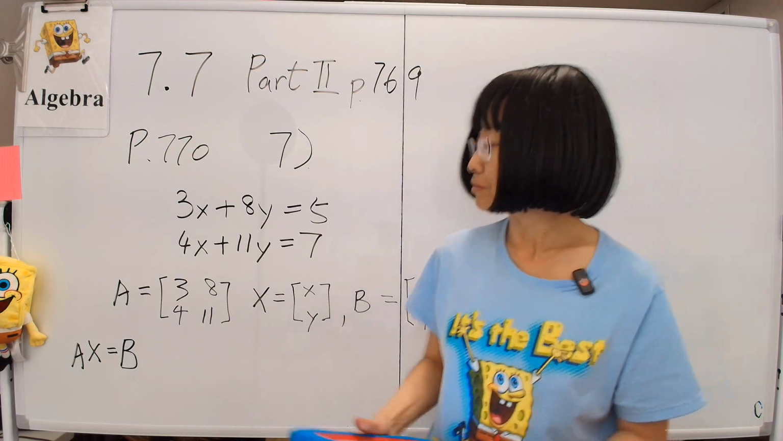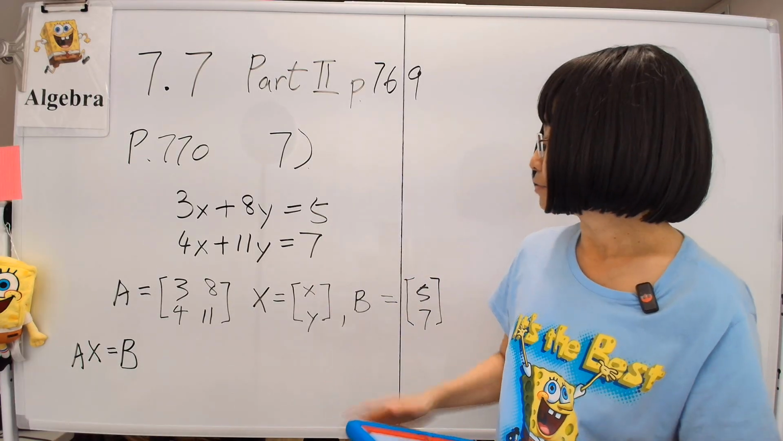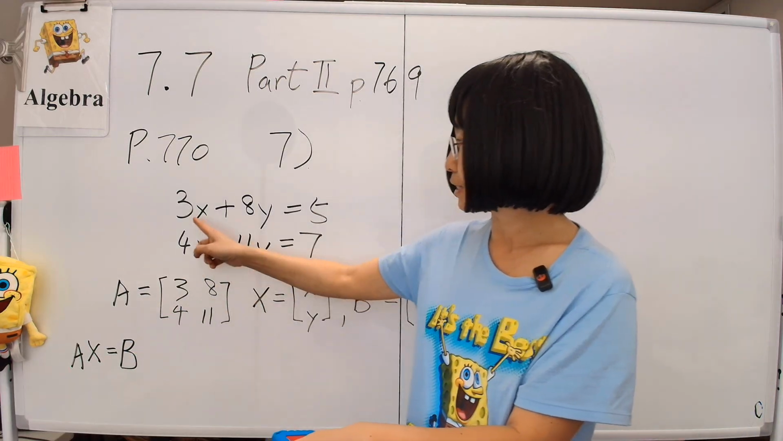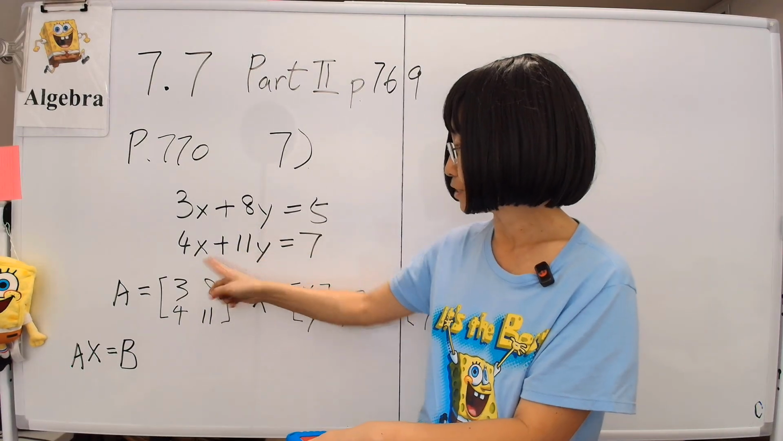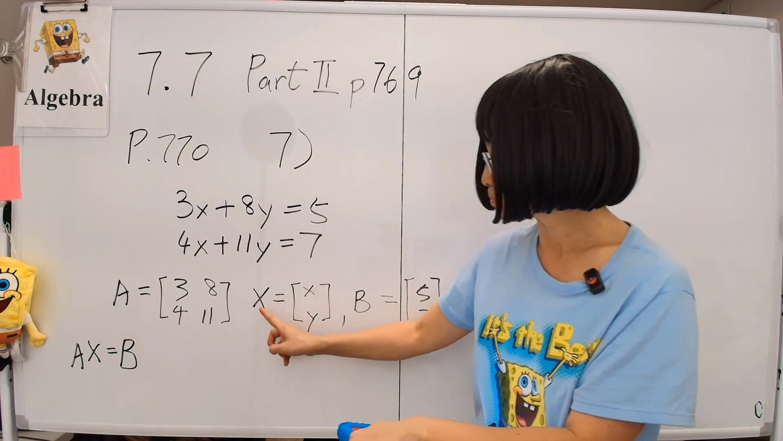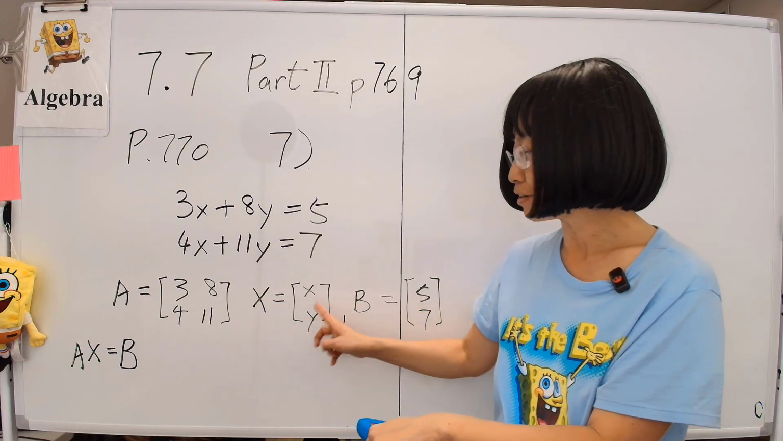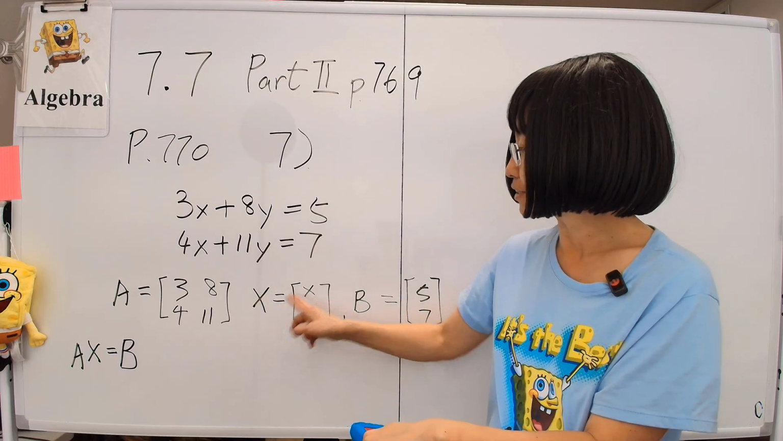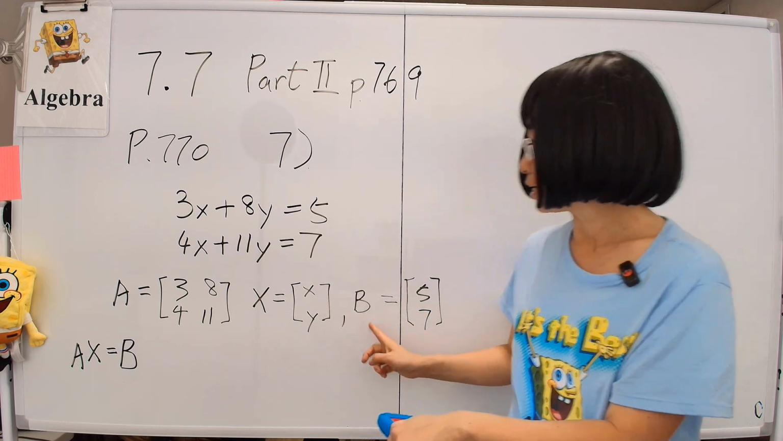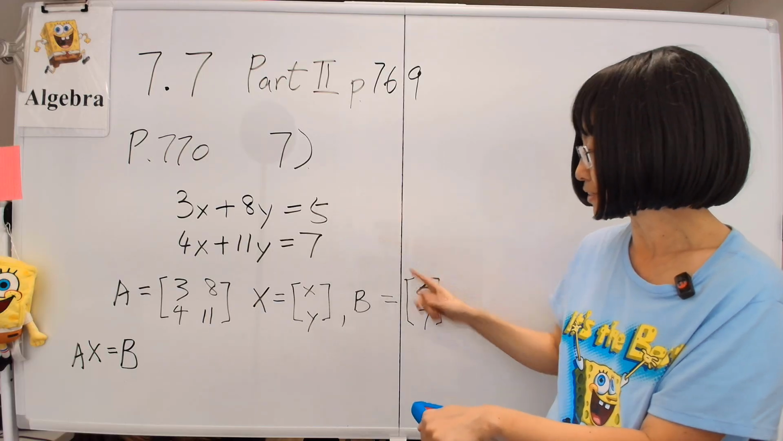Now, in example 7, we have some equations, and we're going to write them in matrix form, so that the matrix A represents the coefficients 3, 8, 4, 11. Now pay attention to the X: this is big X, this is small x, so they're not to be confused. Big X is the variable matrix, consisting of X and Y coming down. And then B is the two-entry matrix, which only has 5 and 7 in it.